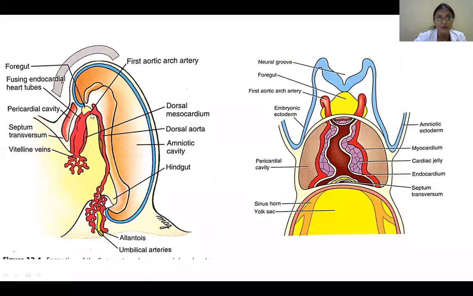So the arterial end of the heart tube, again, recollect the heart which we have seen. There are two trunks that emerge from the heart. One is the pulmonary trunk and the other is the aorta. So these two will be developing from that particular end, that is your arterial end. And if you recognize this, what is this? This is your dorsal aorta, which is developing dorsal to the developing gut. And there'll be a communication here.